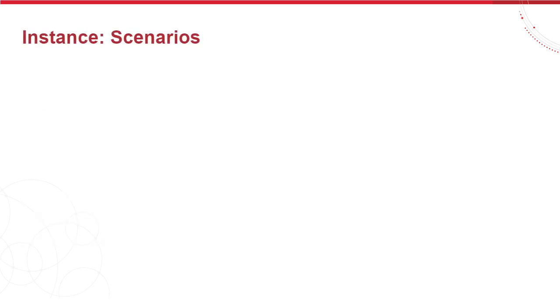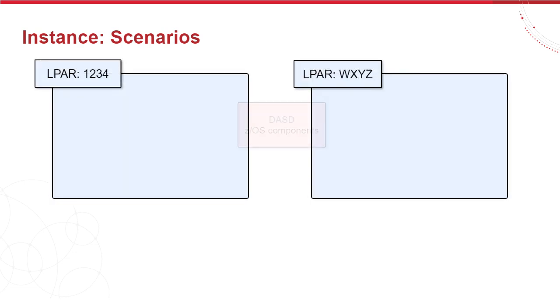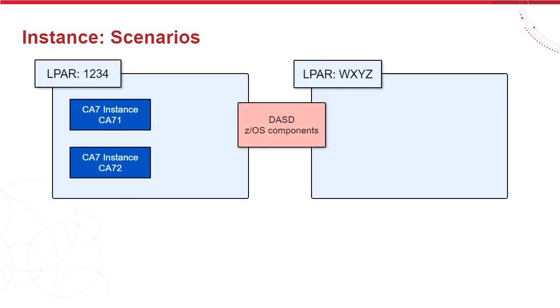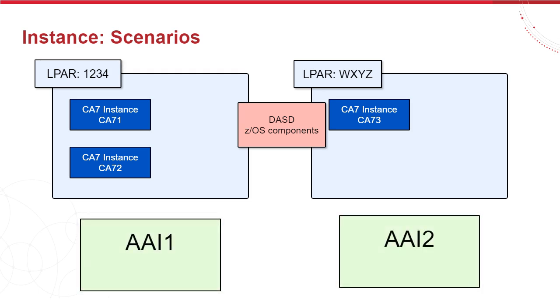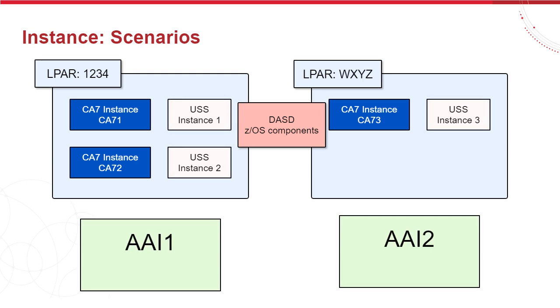Let's consider some deployment scenarios and the impact on the instances. We have a mainframe with two LPARs. The first LPAR has two instances of CA7, while the second has a single CA7. We also have two AAI servers. Each CA7 instance needs its own software, and an instance of the software can only communicate with a single AAI host. Multiple instances of the software can send data to the same AAI server, but a single software instance cannot send data to multiple AAI hosts.